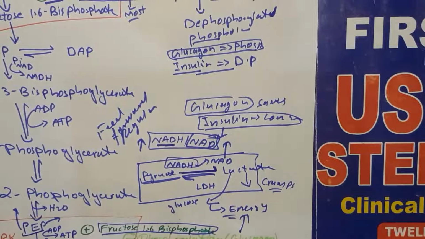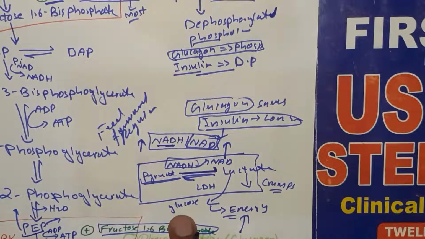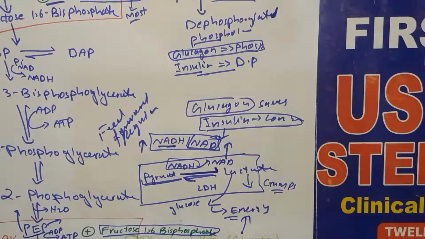So this is the fate of pyruvate. It is either converted to acetyl-CoA, which is metabolized by the TCA cycle, or it is converted to lactate, and lactate is either used to produce glucose by gluconeogenesis in liver, or it is used to produce energy.